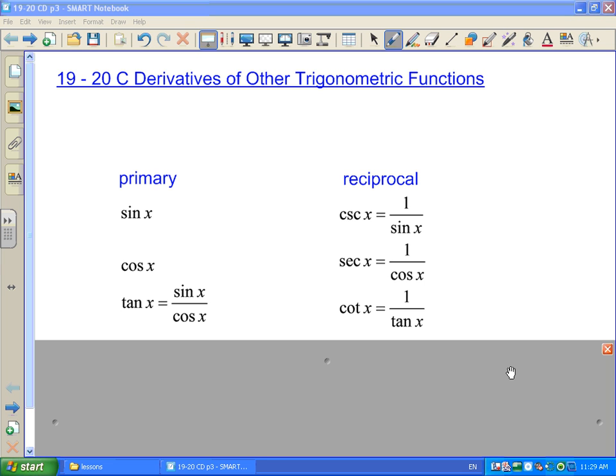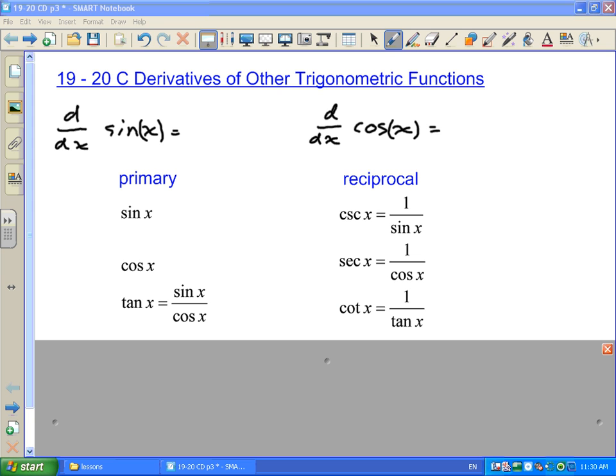So this lesson is going to cover Unit 1920, boxes C and D. Box C here is derivatives of other trigonometric functions. What we talked about in the first lesson in 1920 is we looked at the derivative of the sine function, and we looked at the derivative of the cosine function. And we did those two together because sine and cosine kind of go naturally together.